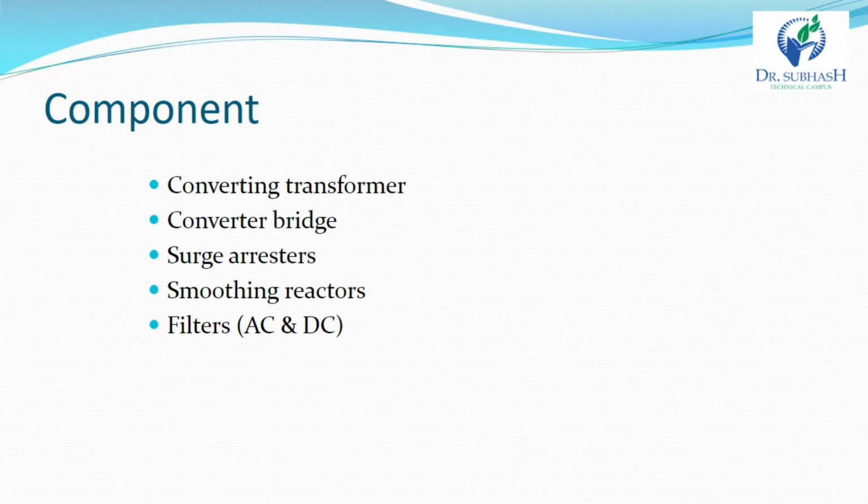Now the DC filter. The DC filter is connected between the pole bus and the neutral bus. It diverts DC harmonics to earth and prevents them from entering the DC line. This type of filter does not require reactive power, as the DC line does not require reactive power.